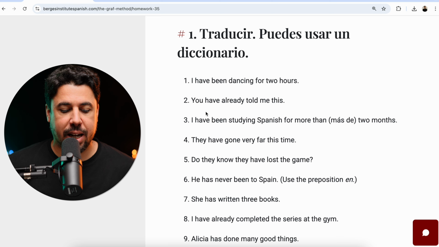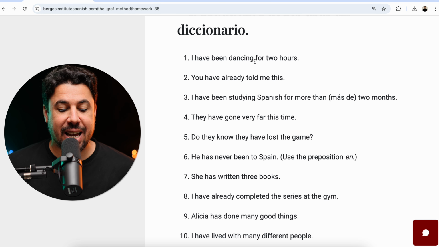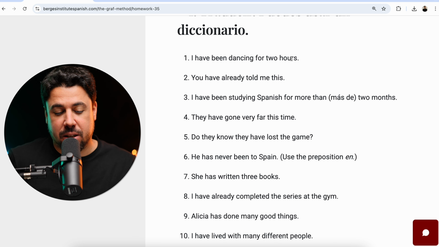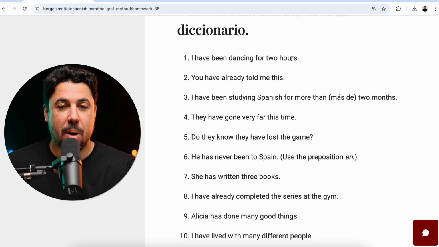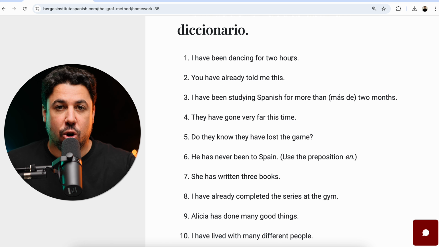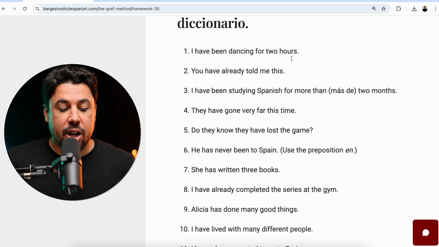We have to translate these sentences. I have been dancing for 2 hours. It is slightly odd to say this in Spanish, but it's still grammatical. So this would be yo he estado bailando 2 horas or por 2 horas. I would say it without the preposition probably. Yo he estado bailando 2 horas. But yo he estado bailando por 2 horas. That's fine also.